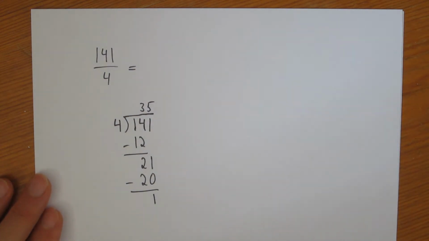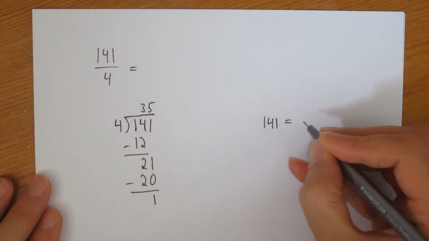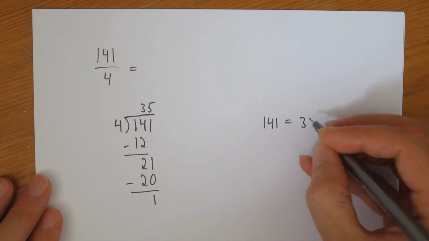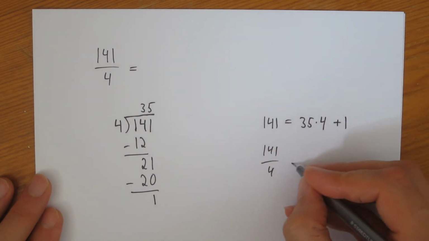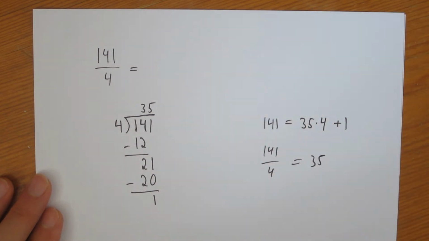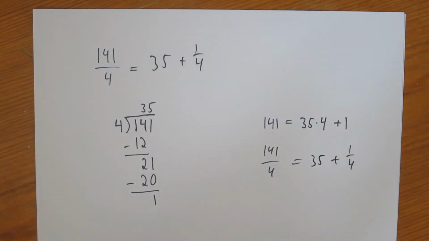What is the conclusion? The conclusion is that 141 is 35 times 4 plus 1. So you can fit in 35 copies of 4 into 141, and once you've done that, you have 140, and then there's 1 left. Okay? So you can reformulate this if you like, as you get 35 whole copies of 4, and then plus a quarter. So that's one way of concluding things.